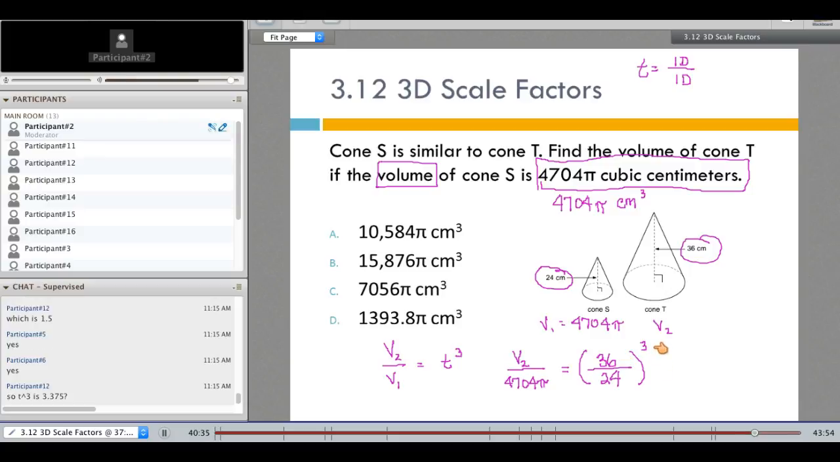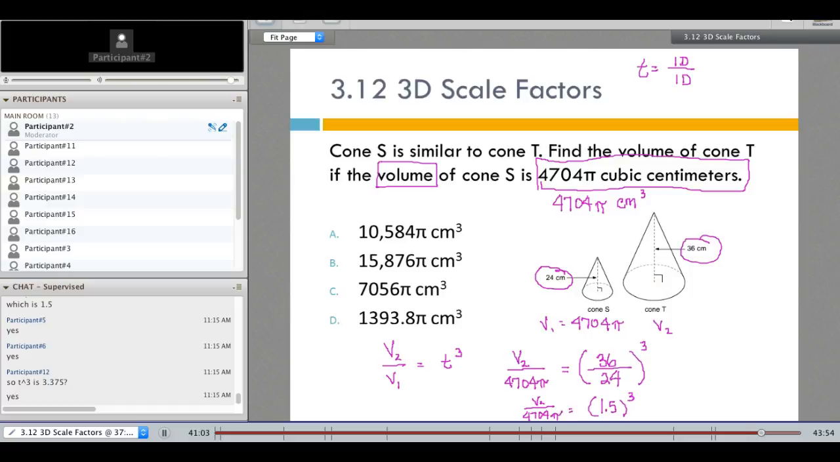Now I want to get volume 2, right? So I got to get that by itself. How could I get rid of 4,704 pi down here? Good. Oh, don't forget your pi, but yes, that's correct. So I'm going to multiply by 4704 pi. Okay, I'll draw a line here to show. I'm kind of running out of room there. Sorry, I'm squishing it in. I hope this is not confusing.